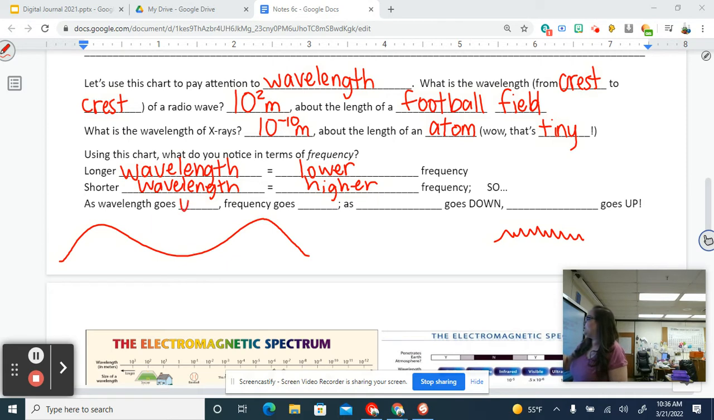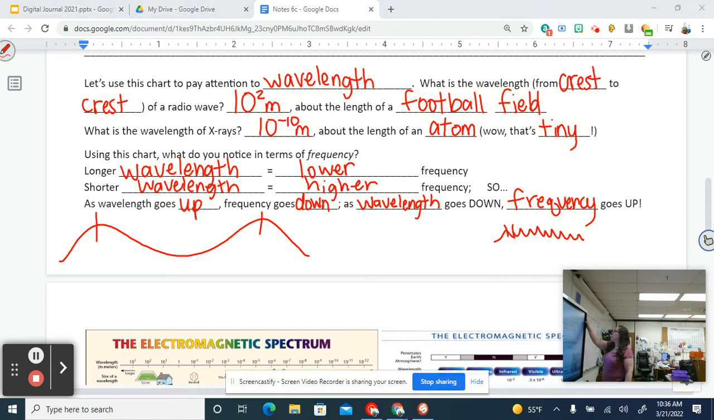As wavelength goes up, frequency goes down. As wavelength goes down, frequency goes up. So when we have a long wavelength, we have a low frequency. When we have a short wavelength, we have a high frequency. Again, pause if you need to, but I'm going to erase and move ahead.